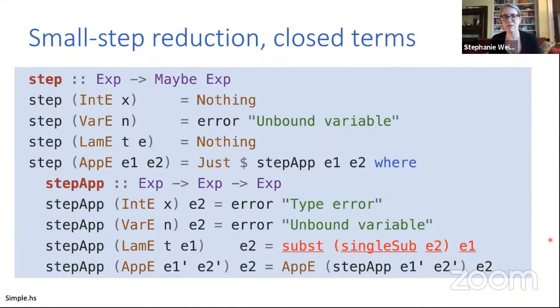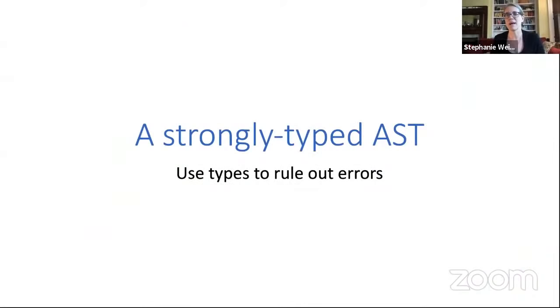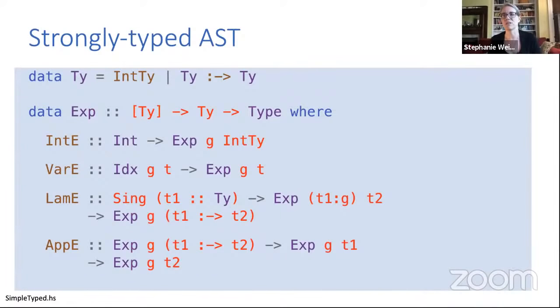I'm doing it rather awkwardly using error because error is not a very easy thing to work with in Haskell. We want to do better than that. And we are just about to do better than that by switching to a strongly typed AST that is going to help us use types to rule out these errors. Okay, so our goal for the second part of the talk is to change our data structure representation so that our implementation of that step function does not have any uses of error whatsoever. And so here's what we need to do to make our data structure representation strongly typed.